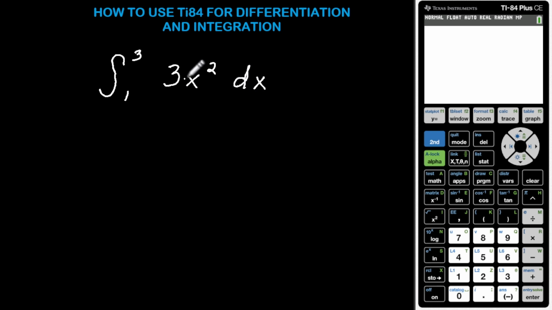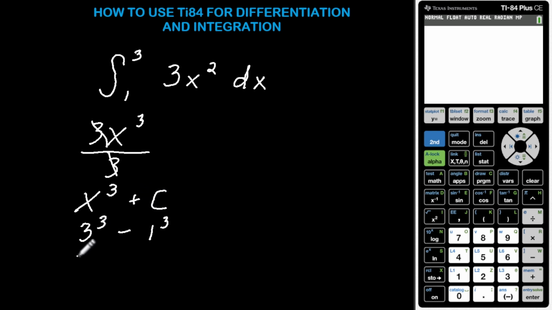So to integrate 3x squared dx, what we do is we start with x squared, we increase the power by 1, we divide by that new power, and this 3 would have come to the front. So I simplify, and what I get is x to the third plus c. So what we get is 27 minus 1, which is 26.